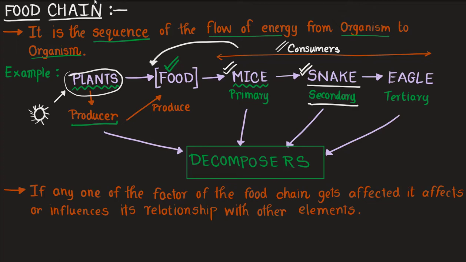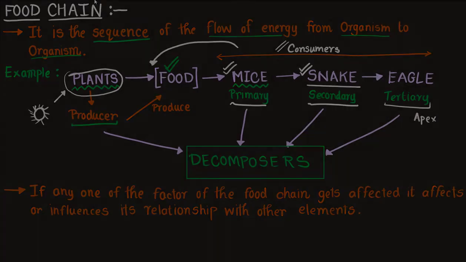Mice are omnivores because they eat anything, so they also eat food from plants. So the primary consumer is the mouse. After that there is the secondary consumer, then there is the tertiary consumer. Primary means first, secondary means second, and tertiary means third. The eagle in this food chain can also be known as the apex consumer or the top consumer. It has also been observed that snakes are eaten by eagles. We can see many pictures of this.